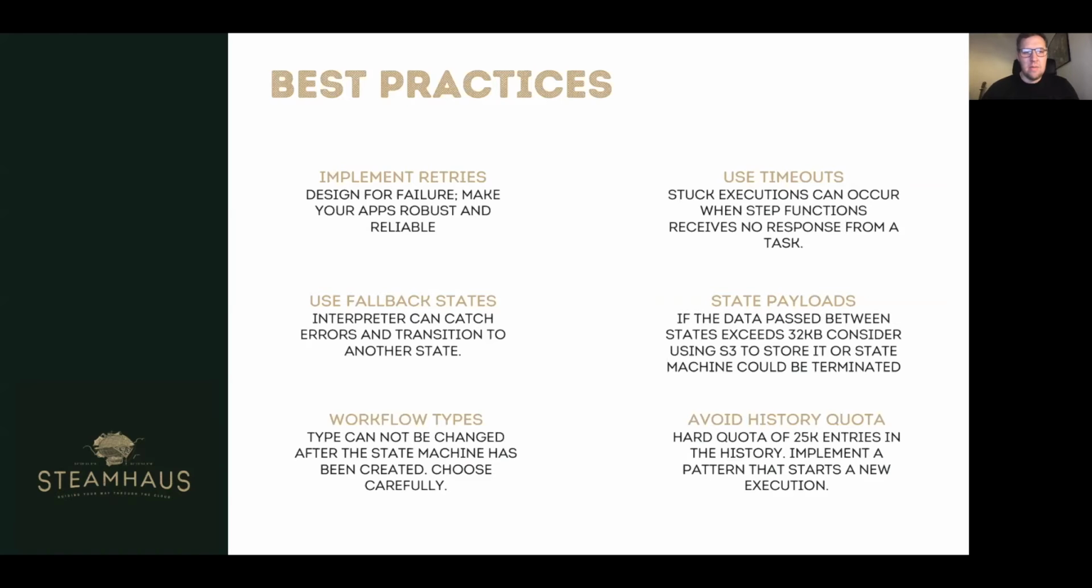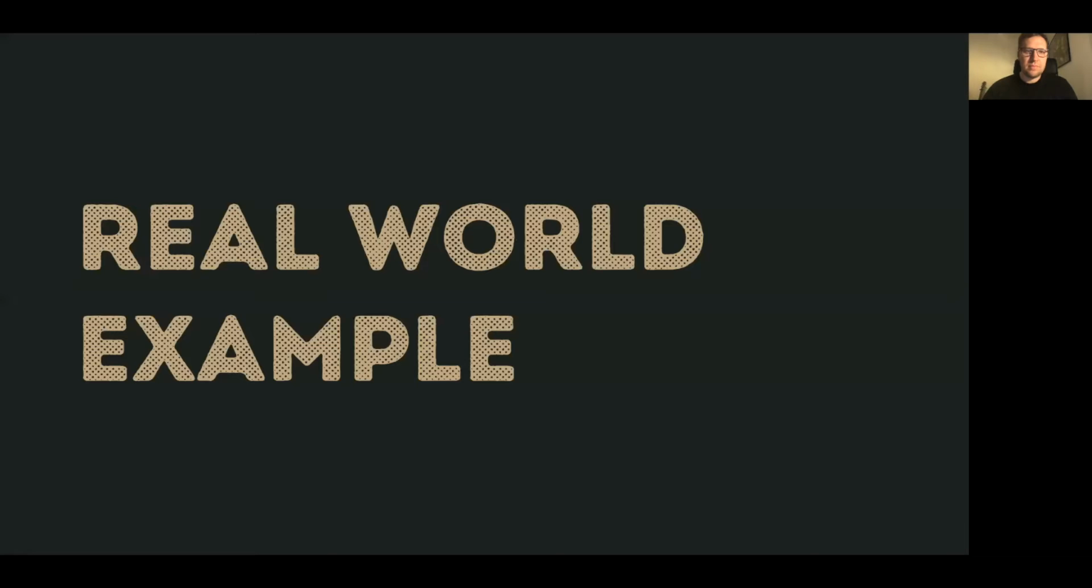And finally, we're encouraged to avoid the history quota. This is the record of events in your state machine. There's a hard quota of 25,000 entries in the history. So if you think you might be getting close to or exceeding that limit, then you're encouraged to implement a pattern which starts a new execution to continue the workflow or the job.